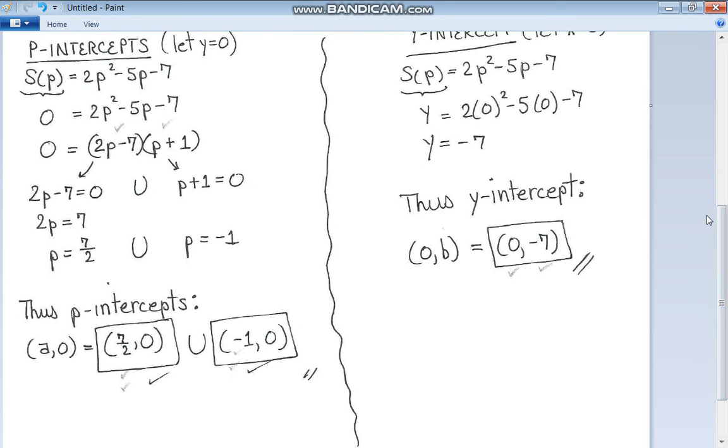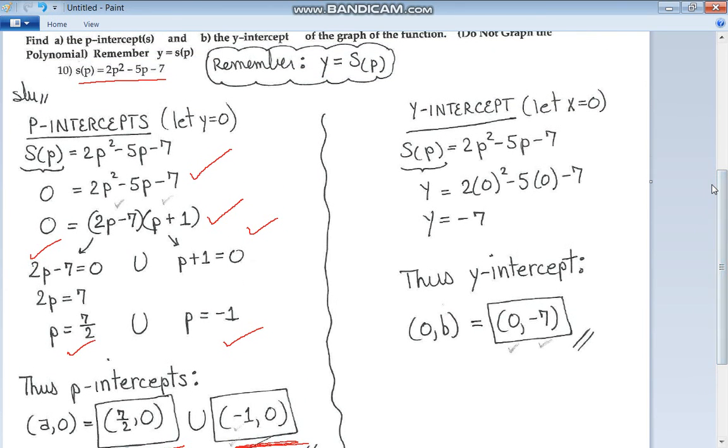First, the p-intercept, we let y equal 0 in the given equation here, and now we solve. It's a second-degree equation, so we factor. Then we set each of the factors equal to 0, and we solve. We got p equals 7 halves, p equals negative 1. Now it's important to write your final answer as ordered pairs (x, y). We started by letting y equal 0, so the ordered pair is (7 halves, 0), together, union together with this ordered pair (x, y) is (negative 1, 0).